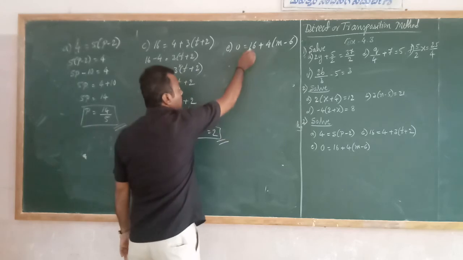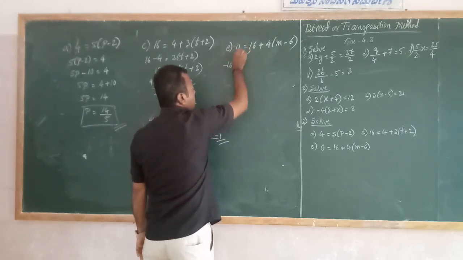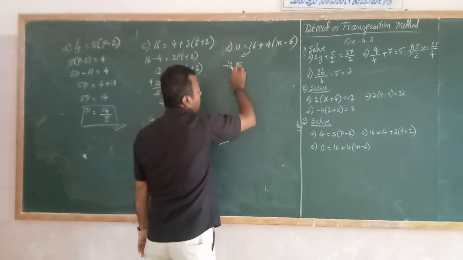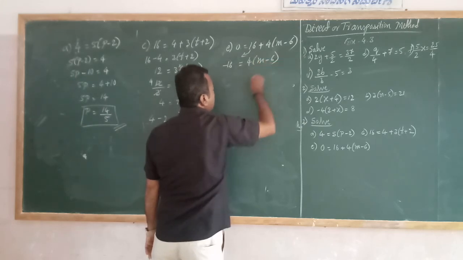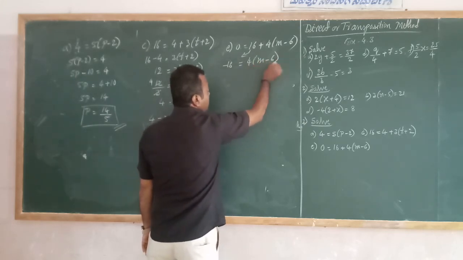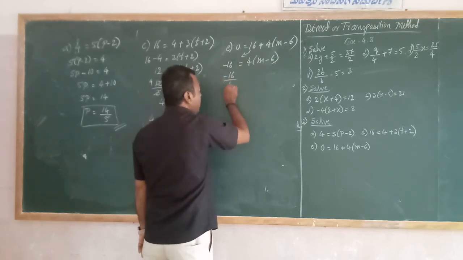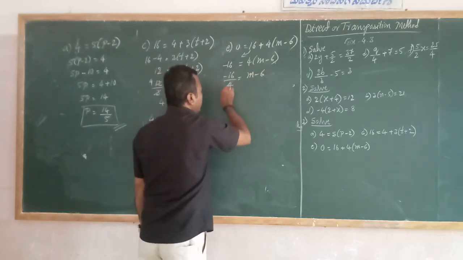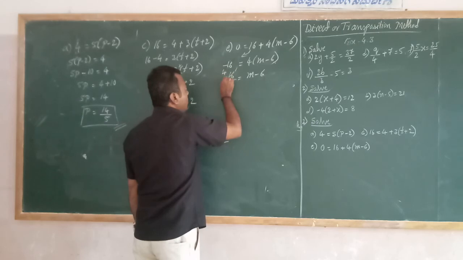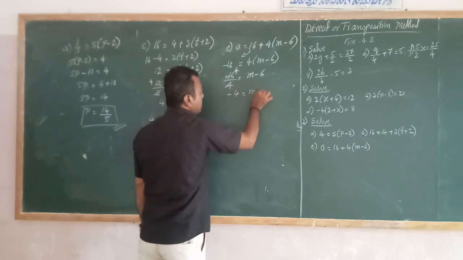What we have to do, 16 we have to send to the LHS. So 16 becomes minus 16 and 0 is there. You don't need to write the 0. Next, what remains? 4 into (m minus 6). Now 4 you have to send to the LHS. It becomes divided. So minus 16 upon 4 is equal to m minus 6. Now 4 ones are 4, 4 fours are 16. So minus 4 is equal to m minus 6.